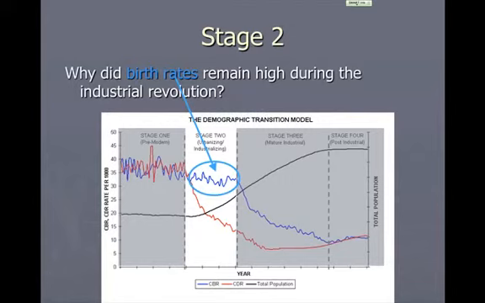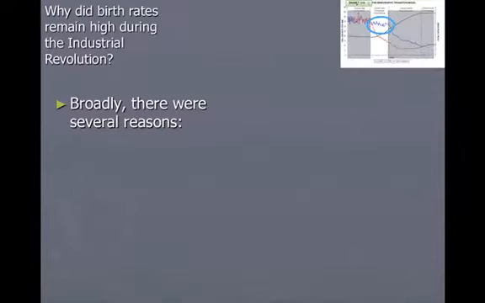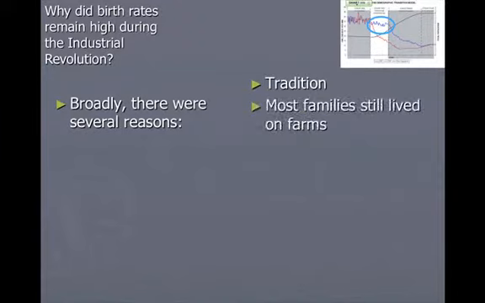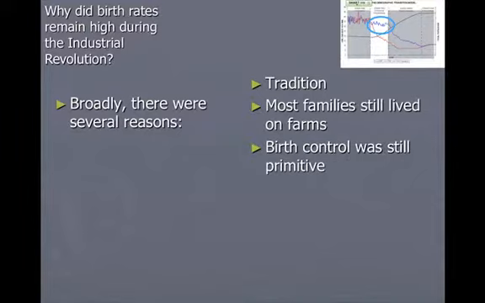In stage 2, you notice though that birth rates also remained high. Question to be answered. Here are some of the reasons. 1, tradition. It's what people always did. You had big families. 2, you had a lot of agriculture, and people relied on the labor that the children provided, especially if there was a disease or an injury or a reason why someone couldn't contribute to that workload. It was sort of a safety net.